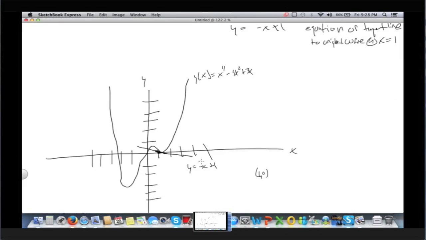So notice, you can see how confusing this is. We've got 3 different functions running around now. We have the original y of x equals x to the 4th minus 4x squared plus 3x, the equation of the curve. And we have the tangent line to the curve, y equals -x plus 1. That's another function. And we have another function we haven't even graphed, which is the derivative function, y prime. We haven't actually drawn that on the graph, but we used it to find the slope. So we've got lots of different functions running around. It's certainly easy to get confused between all of them.